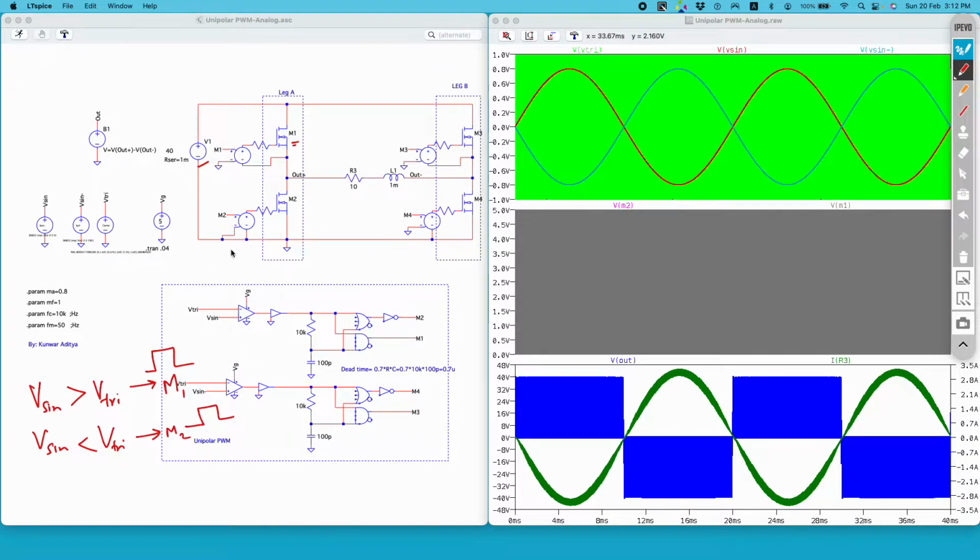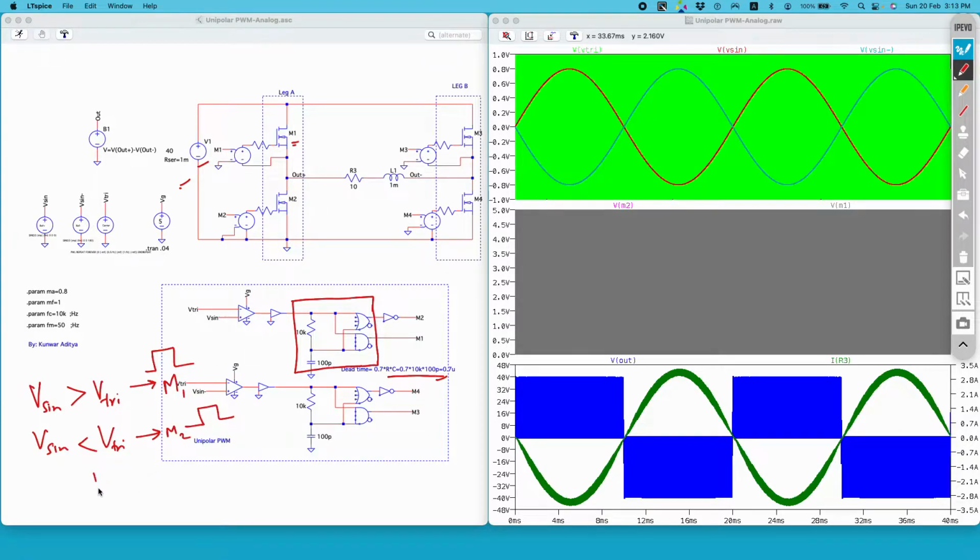M2. Now I cannot turn on M1 and M2 at the same time, as it will cause a dead short circuit across my DC link voltage and my switches will get damaged. Therefore, I used this circuit to implement a dead time of 0.7 microsecond between turning on M1 and M2. I have given the formula to calculate the dead time. You can adjust it as per your requirement.